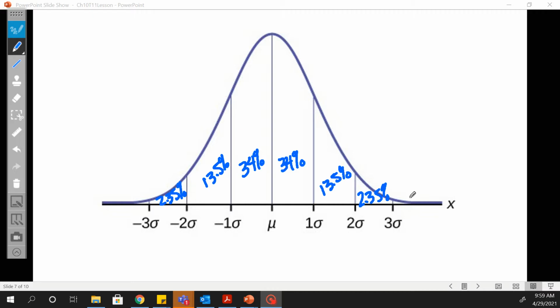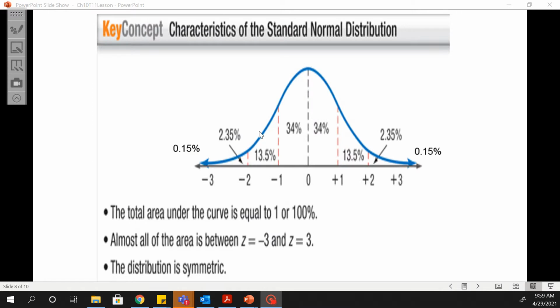And then in this one, 0.15%, and in this little tiny area, 0.15%. So this is how each piece is split up. If you look at each piece, you can see exactly how much of the data is in that little piece. Here we go. So this is how all the data is split up into the little pieces.